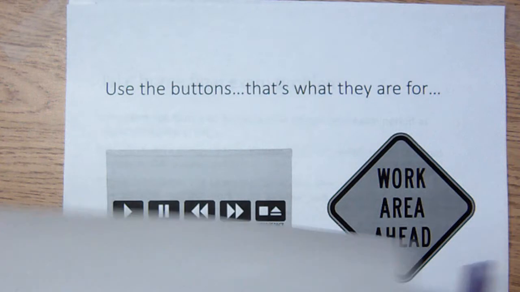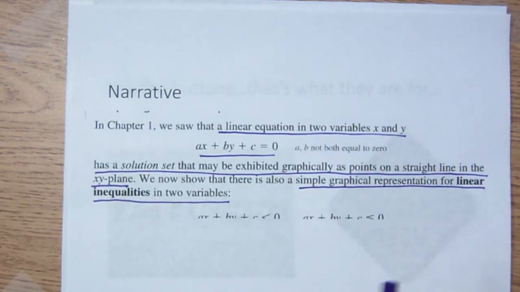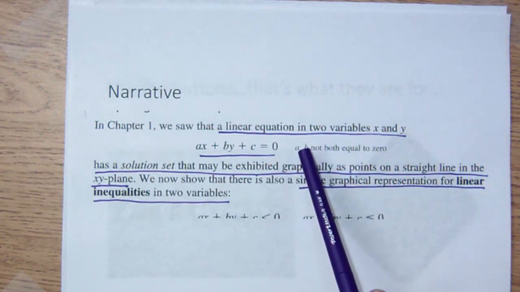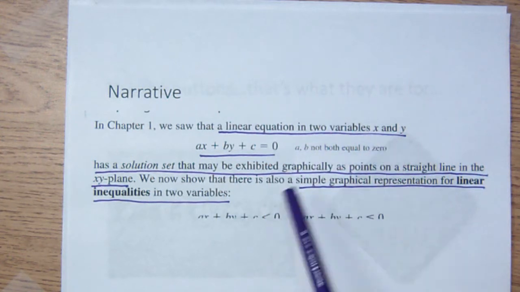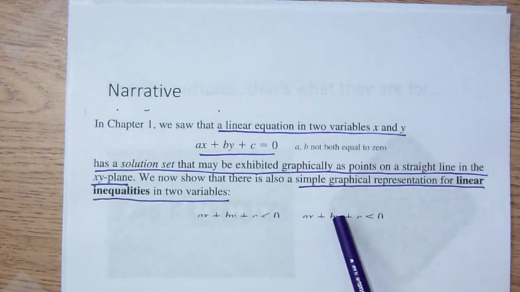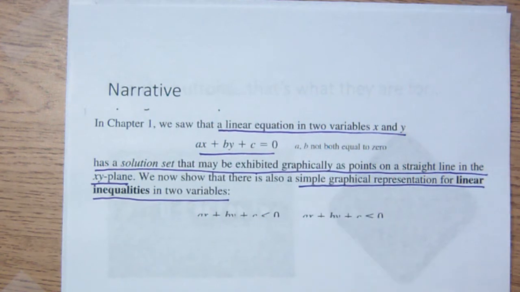The topic being discussed here is that previously we talked about how we can graph a linear equation in two variables, x and y, and it ends up being a straight line in the plane. And now we're going to talk about graphing a linear inequality in two variables and how it is represented.